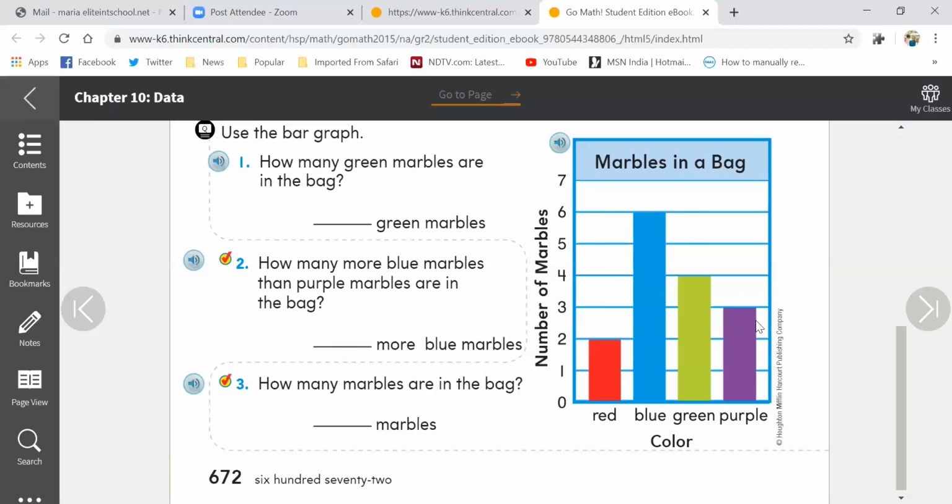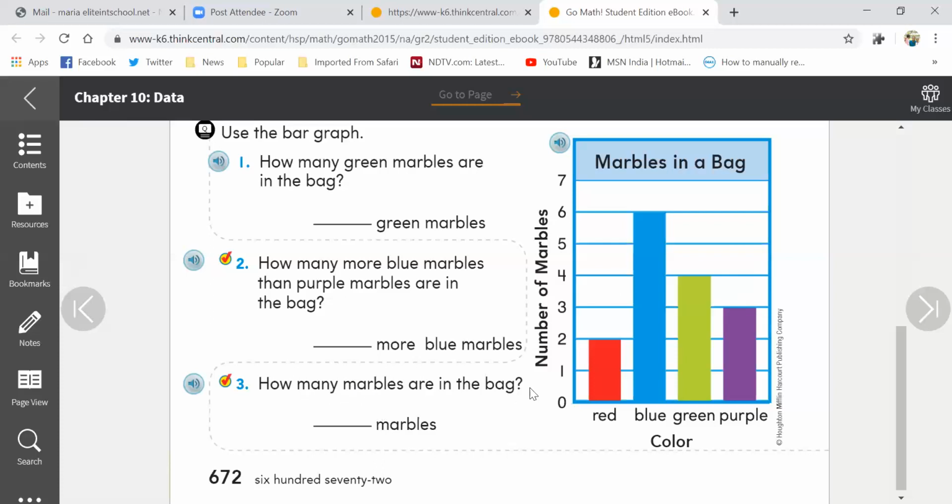Or you can do another way. You see purple is here and you just count the empty spots here. 1, 2, 3. Why am I not counting this spot? Because blue is ending here. 1, 2, 3. Is this clear, children? Very good. Let's look at the next one.